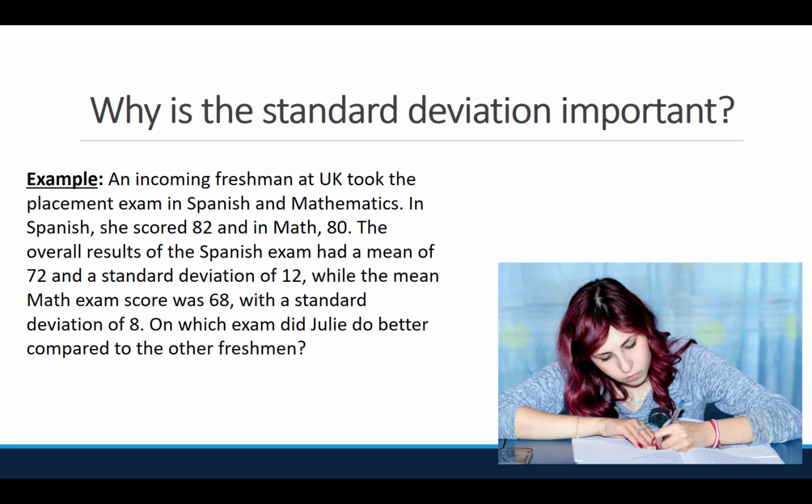Example: an incoming freshman at UK took the placement exam in Spanish and mathematics. In Spanish, she scored an 82 and in math an 80. The overall results of the Spanish exam had a mean of 72 and a standard deviation of 12, while the mean math score was 68 with a standard deviation of 8. On which exam did Julie do better compared to other freshmen?